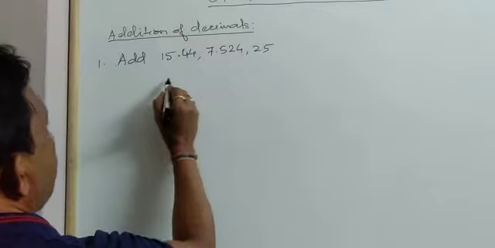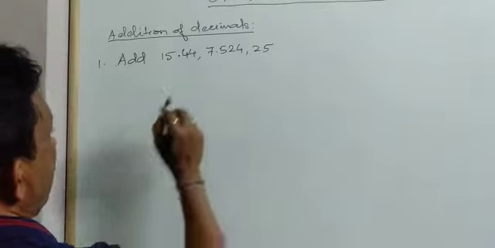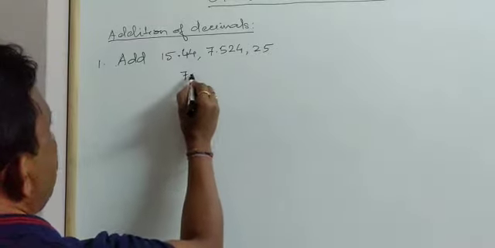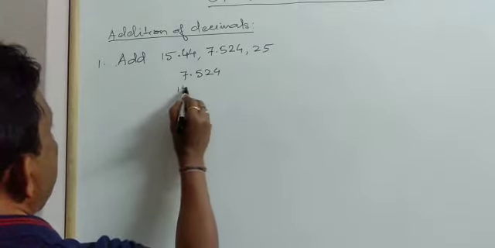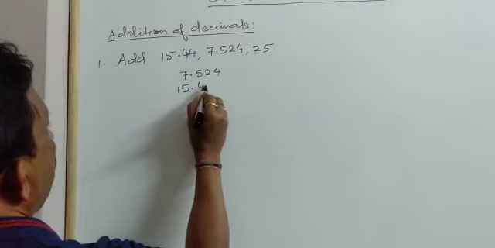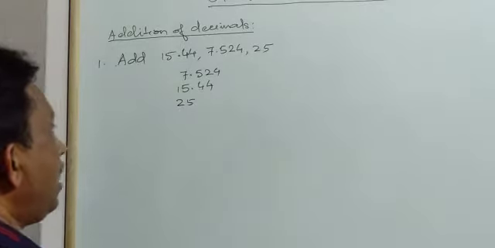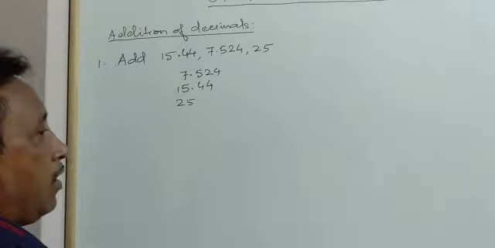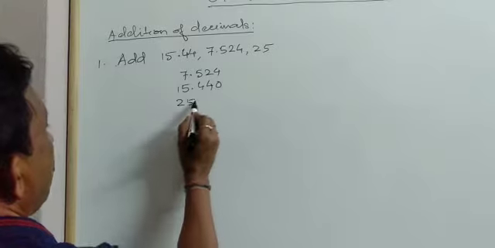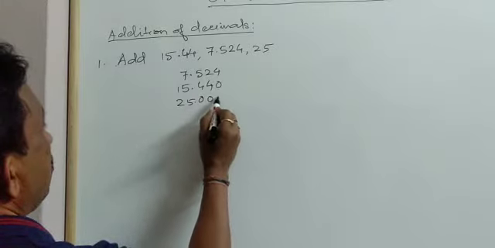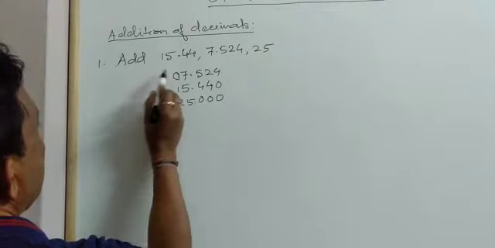Now this is 15.44, which is having the highest number of decimal places. Suppose 7.524. Let us write this first, 7.524. Then I write 15.44. You have to arrange it like this. Now it is just 25. First we'll have to convert them into like decimals. So like decimals means here I will put a 0, and 25 I can write as 25.000, and here this is the tens place. There is no digit in tens place, so I put a 0 here.